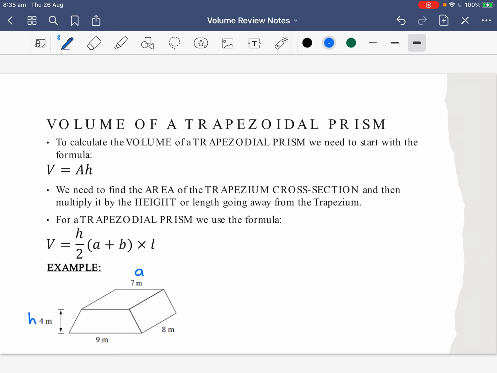So let's have a look at our example. We have our height of our trapezium is 4. We have our top length A is 7. Our base length B is 9. And our length going away is 8.